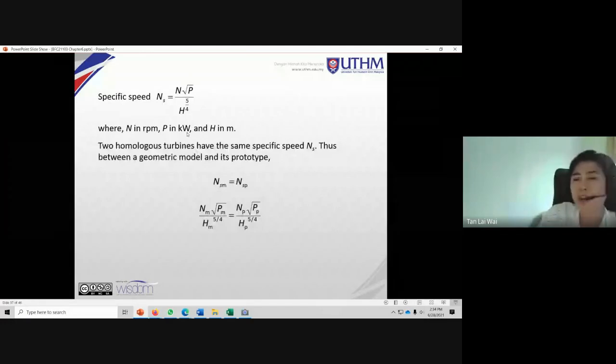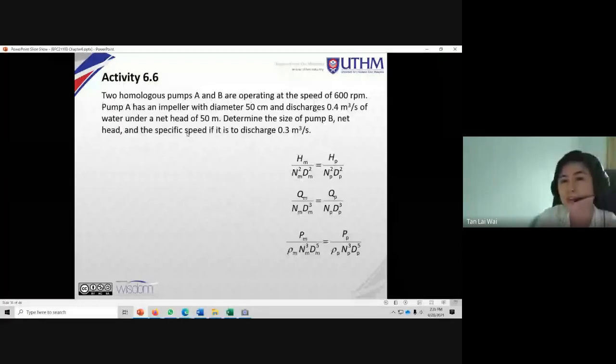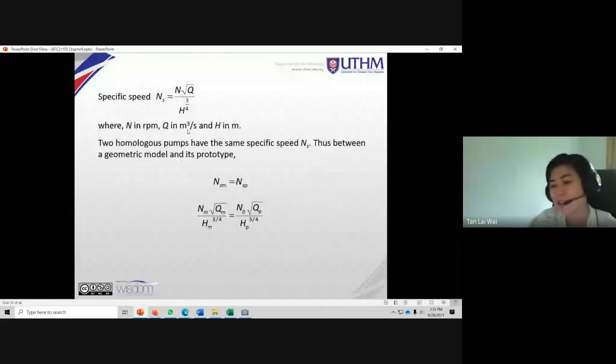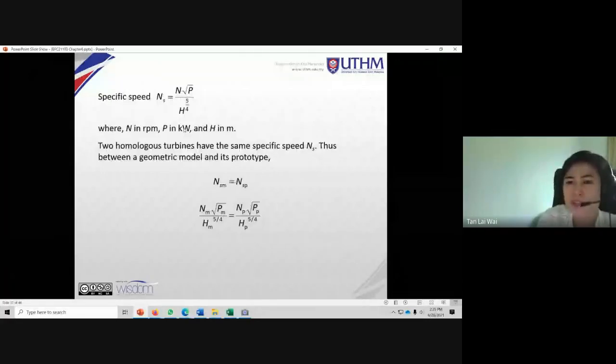So you don't have to times 1000 anymore. For this one, no need, because there is no power involved here, except for turbine. For pump, you are just using meter cube over second. Except for turbine, turbine you have it in kilowatt. So it's actually the same steps.